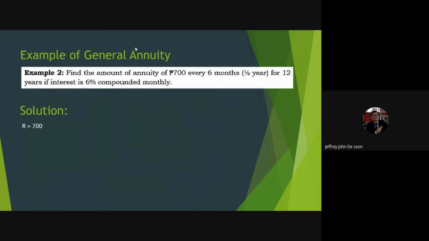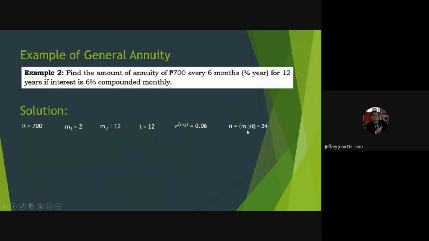To solve this, let's identify the R, which is 700. M sub 1 equals 2. M sub 1 is the payment interval, twice a year, every 6 months. So that's 2. M sub 2 is 12, because this is the compounding, compounded monthly, so we have 12 months. Time is 12 years. The rate is 0.06.